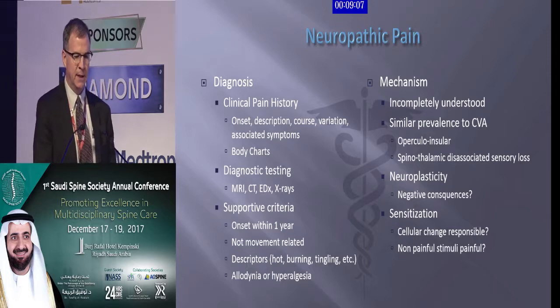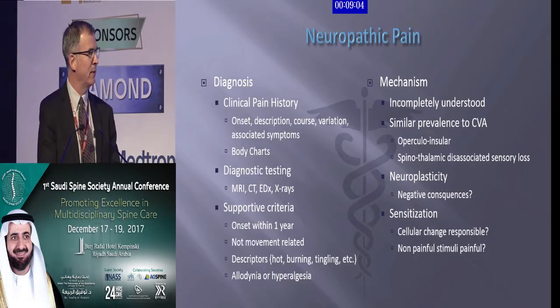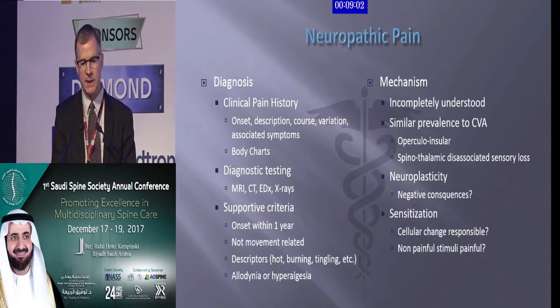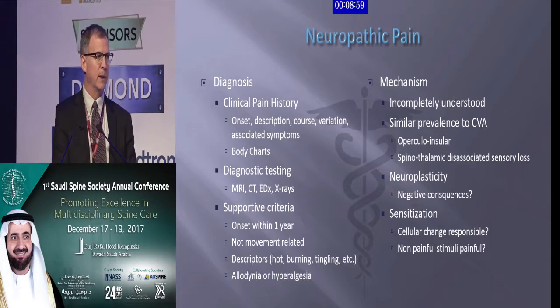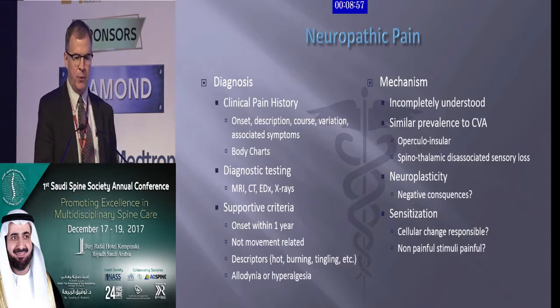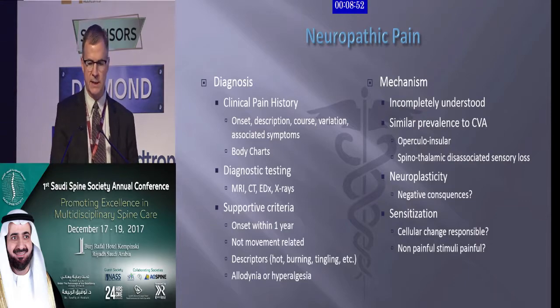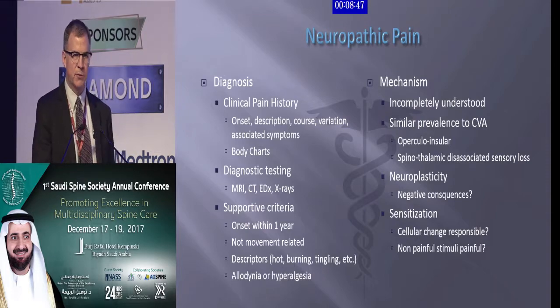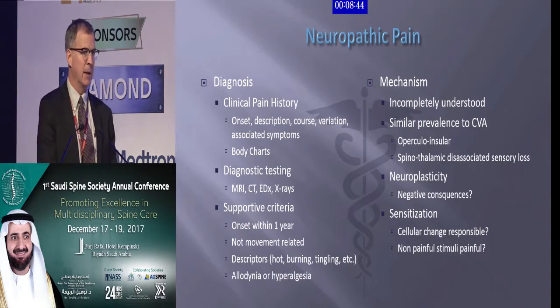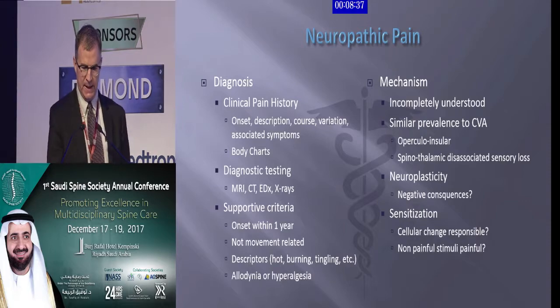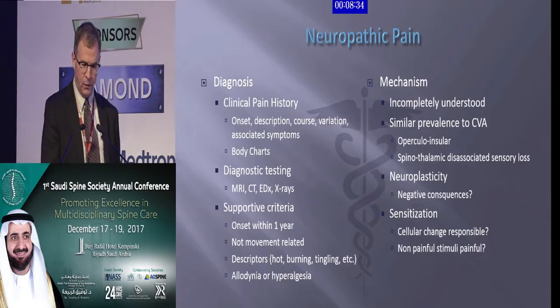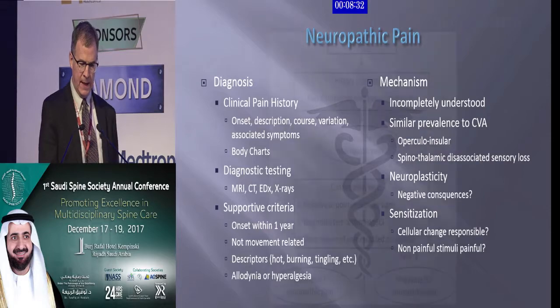The mechanism is not really well understood. There seems to be a similar prevalence of neuropathic pain in the spinal cord injured population as there is in those with a stroke or CVA, and probably some issues related to spinothalamic dissociation and sensory loss. Neuroplasticity that occurs in the central nervous system, both in stroke and spinal cord injury, may actually end up being one of the issues that can have negative consequences with relation to development of neuropathic pain and then sensitization issues, whether it's cellular change being responsible for non-painful stimuli becoming painful.